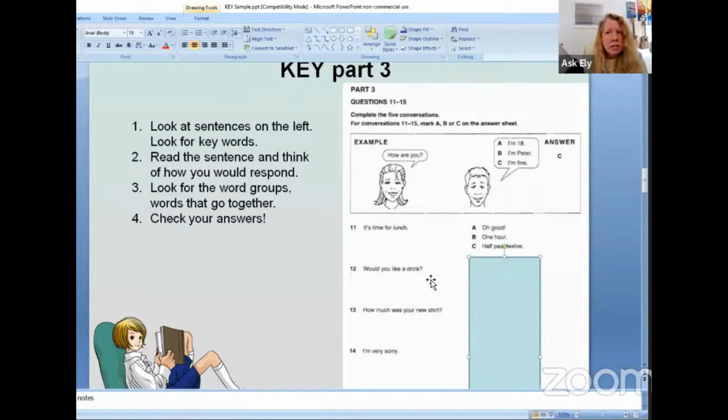Now 12 is a question. Would you like a drink? The words that go together are "would you." And "would you" usually means yes or no. It's a yes or no question. Drink is something you drink, right? What do you like to drink? I like tea. So, would you like a drink? The answer could be a yes or no answer. It could be something like, I'd like some tea. How would you answer that?